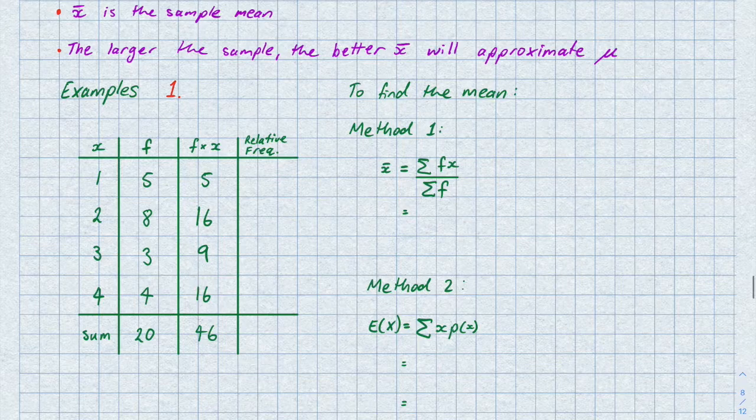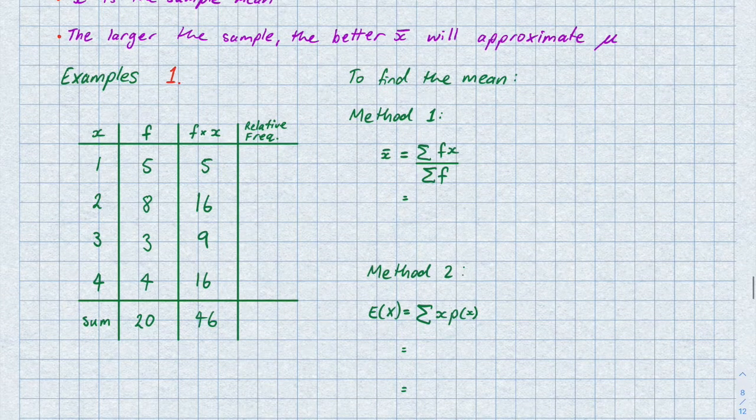So here's an example. We've got some data. Our x values are 1, 2, 3, and 4. The number 1 comes up 5 times, number 2 comes up 8 times, number 3 comes up 3 times, and number 4 comes up 4 times. So a total of 20 trials in this experiment.